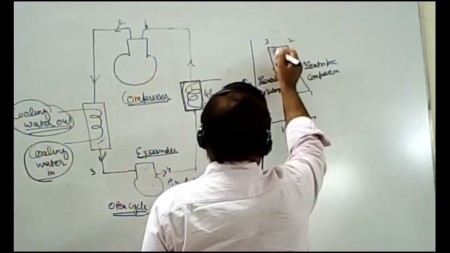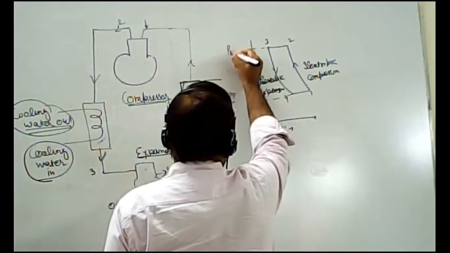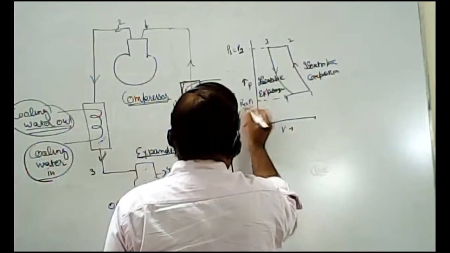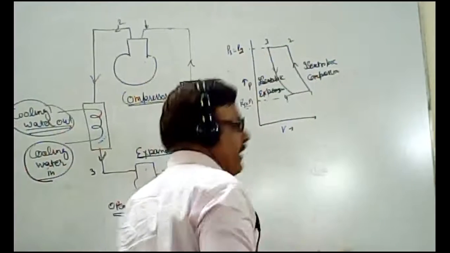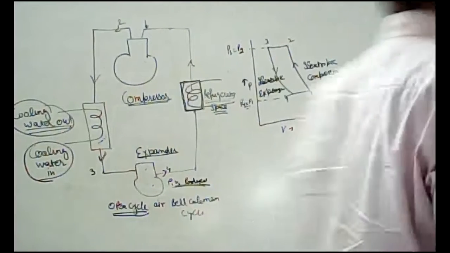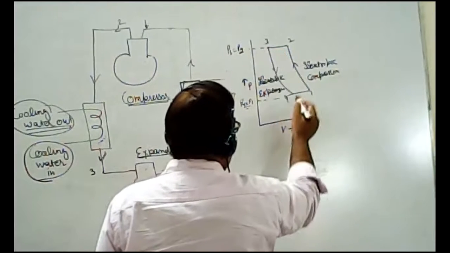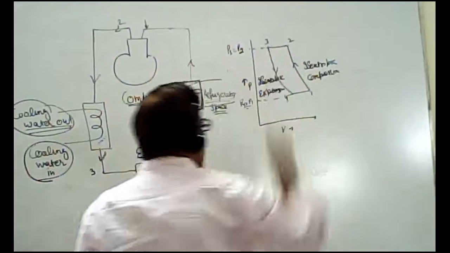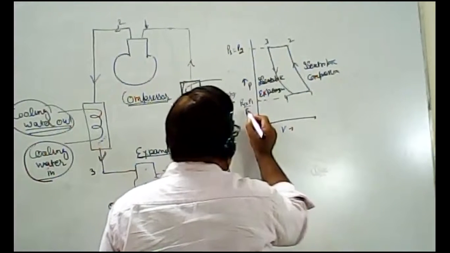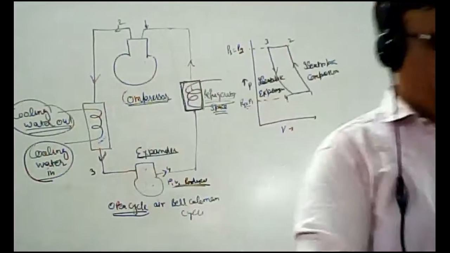And look here: the pressures P3 and P2 are the same, and P4 and P1 are the same. Here the temperature is reducing when it passes through the cooling space, at constant pressure from P2 to P3. And here the refrigeration effect occurs at constant pressure, P4 equal to P1.